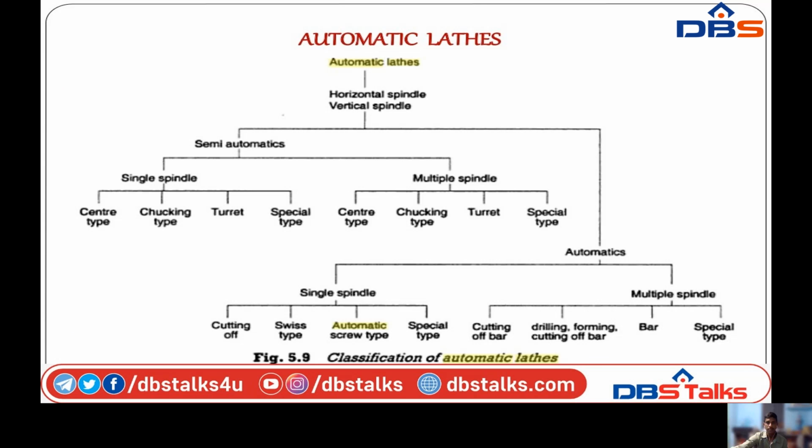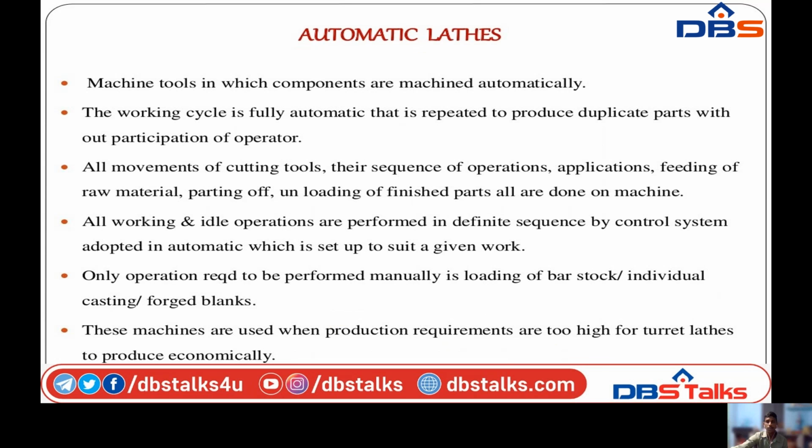Here we will discuss automatic lathes. First of all, the definition of an automatic lathe: it is a lathe in which components are machined automatically. In the first slide, I discussed the difference between semi-automatic and automatic. Automatic means fully automatic operations. That means feeding and removing the produced part are done by machines only. Human involvement is not there in automatic lathe machines.